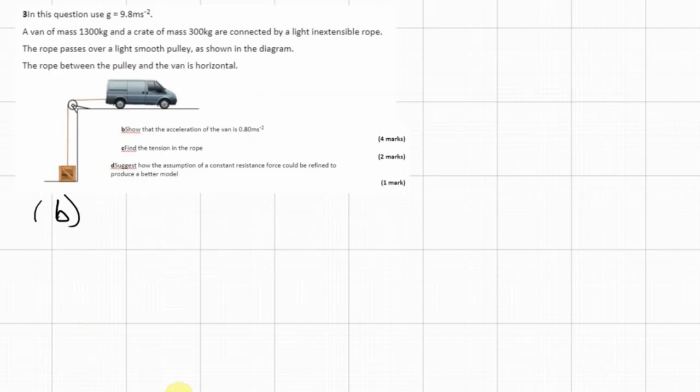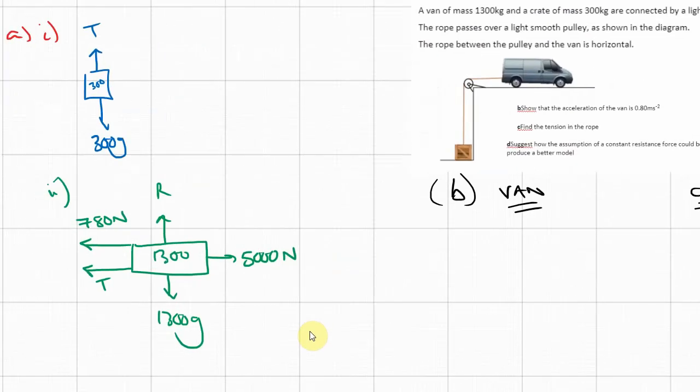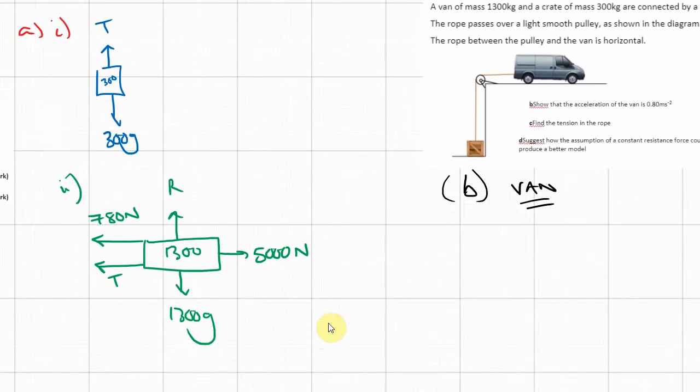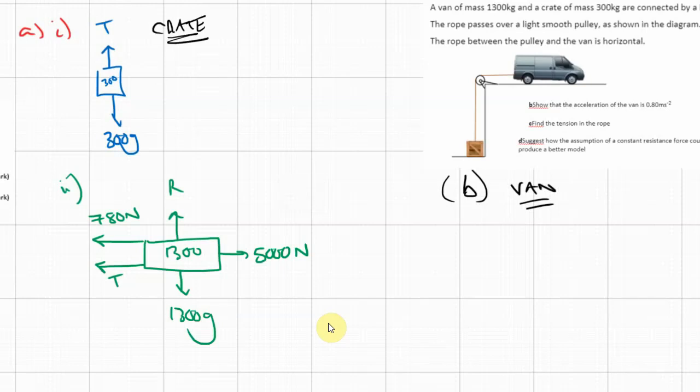What you need to do is take them separately. So I'm going to write van and crate. So over here I've got my crate and my van. I'm going to make some F equals ma equations from these. So first of all, we need to think, well, the car's moving forwards, it says. So acceleration is going this way.